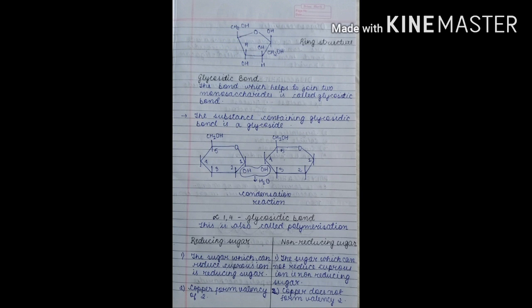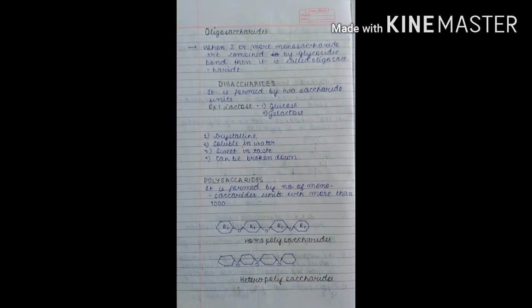Now the main and important part over here is reducing sugar and non-reducing sugar. Reducing sugar: the sugar which can reduce cuprous ion is a reducing sugar. The sugar which cannot reduce cuprous ion is a non-reducing sugar. Copper forms a valency of 2 in reducing sugar, and copper doesn't form a valency of 2 in non-reducing sugar.